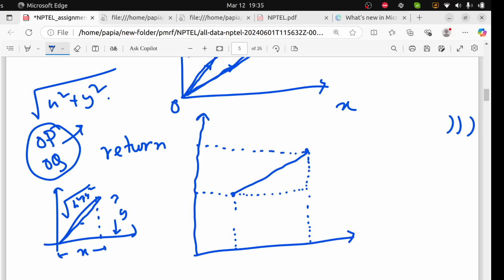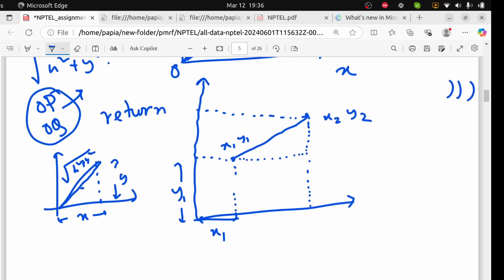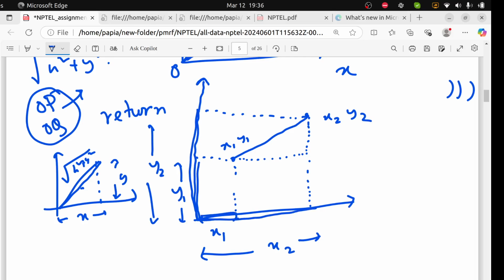See, this is the case. Now, I have x1, y1 here, and x2, y2 here. So what does this mean? From here to here, it is x1. From here to here, it is y1. Similarly, for here it is x2, and for here it is y2. This portion is y2, this portion is y1, this is x1, and this whole is x2. Now, I can see there is a triangle.